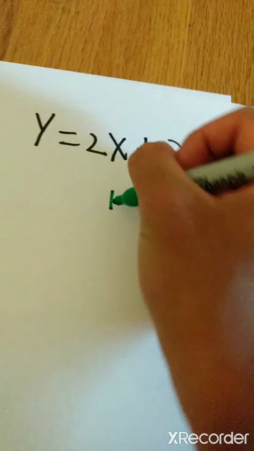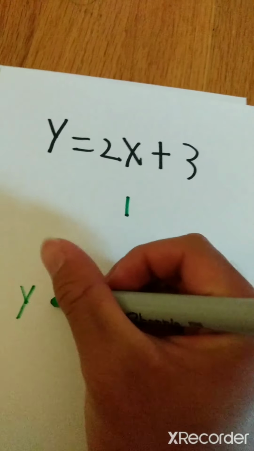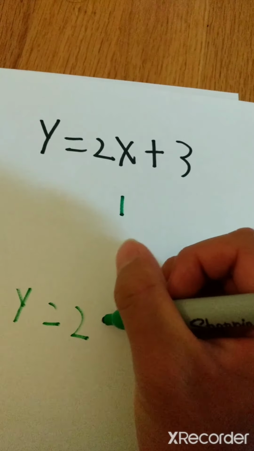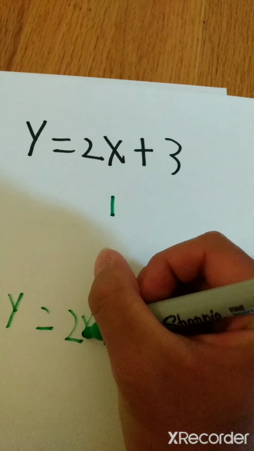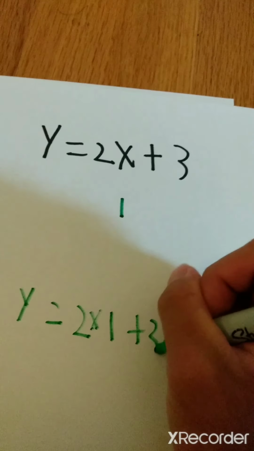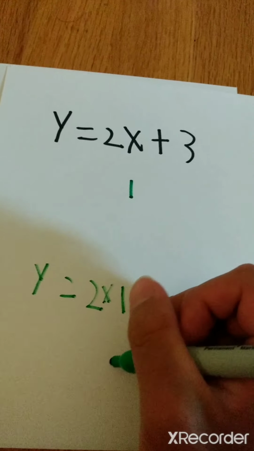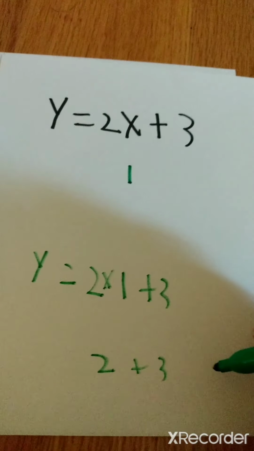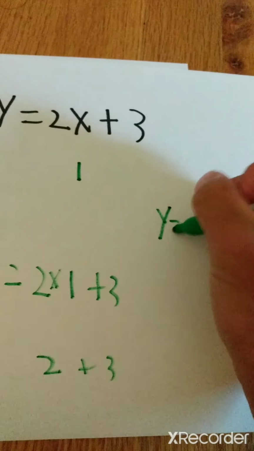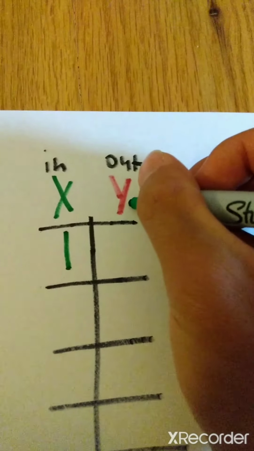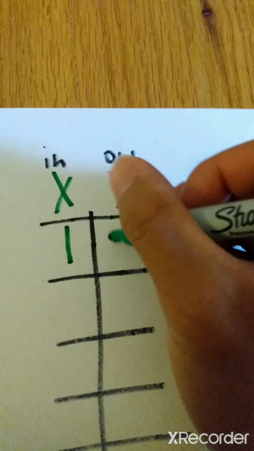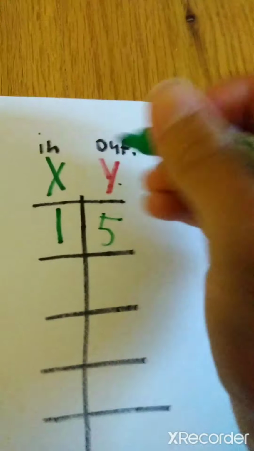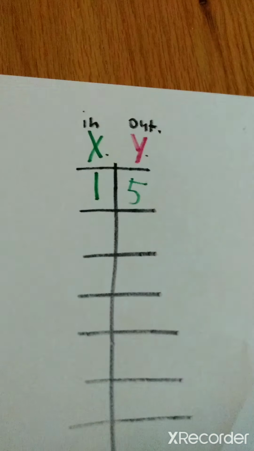If we insert 1 into x, that is saying y is going to equal 2 multiplied by 1, add that by 3. So 2 times 1 is 2, plus 3. Our output, or our answer, is going to be 5. That's what y represents, the output, what your answer is after you use your variable.